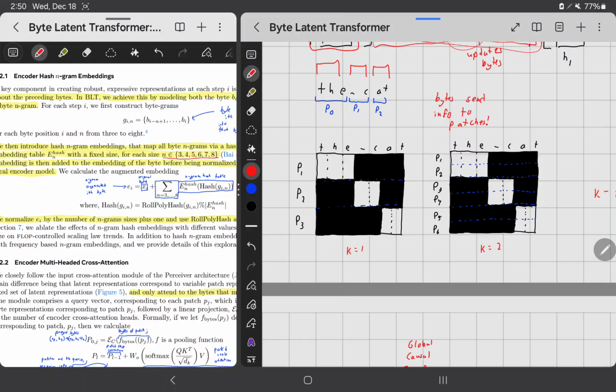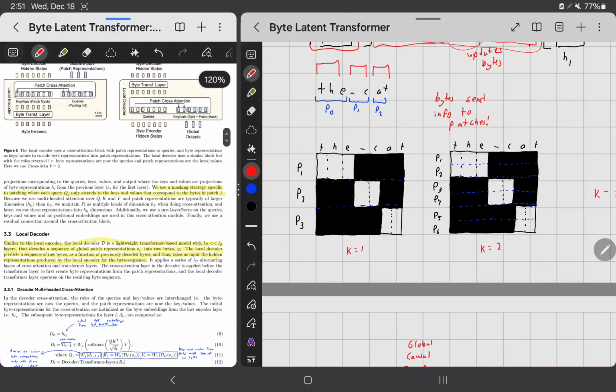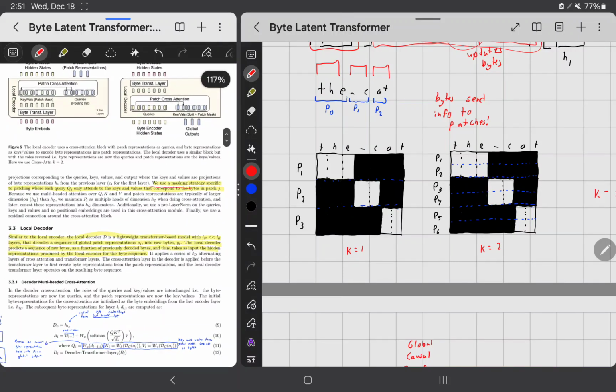So you only have inter-token communication for cross-attention. Sorry, I had to find it in the paper right here. They say we use a masking strategy specific to patching where each query only attends to the keys and values that correspond to the bytes in patch J. So intuitively, that makes a lot of sense. You keep this causal structure.